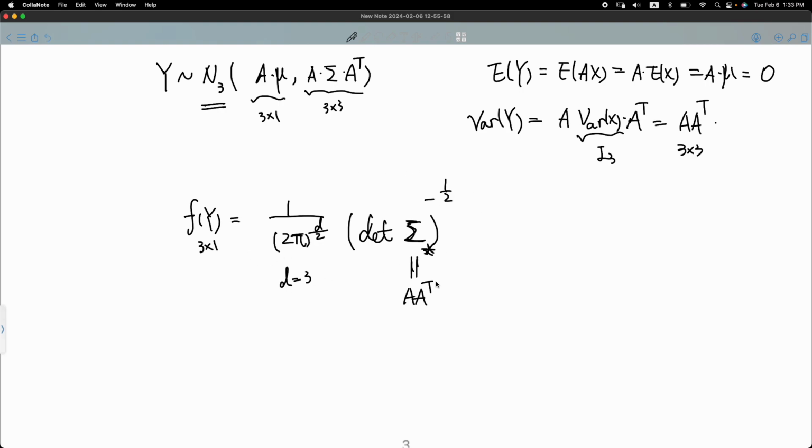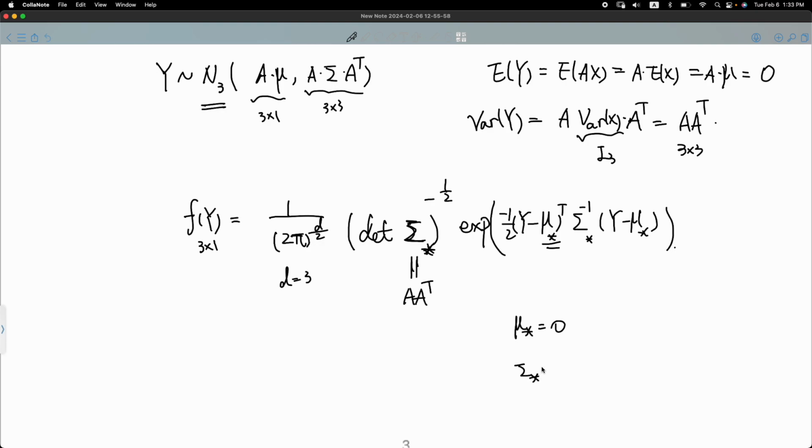Everything here is just the definition of a multivariate normal. So it's not something we come up with, we just plug in the terms here. Exponential of negative 1/2 of y minus mu, which you can refer to as mu star, transpose sigma star inverse, y minus mu star. And then plug in mu star as the zeros, and sigma star as the A transpose.